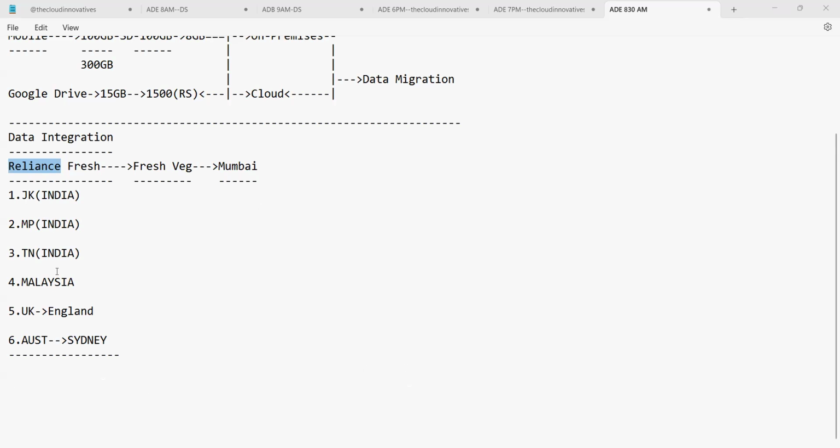Whereas, can you see here? These are gathered from various locations and kept under one roof.